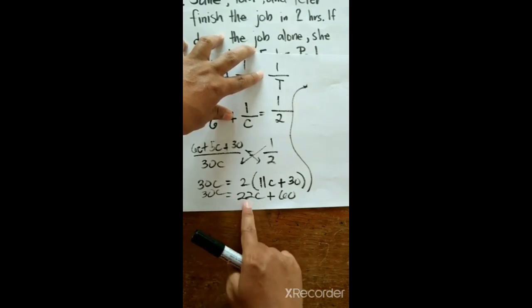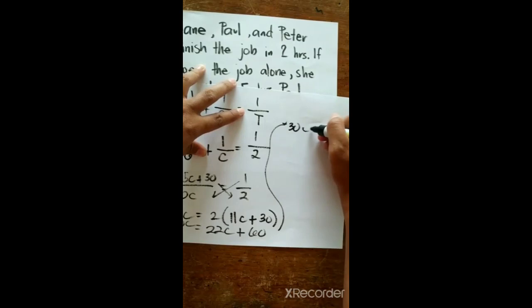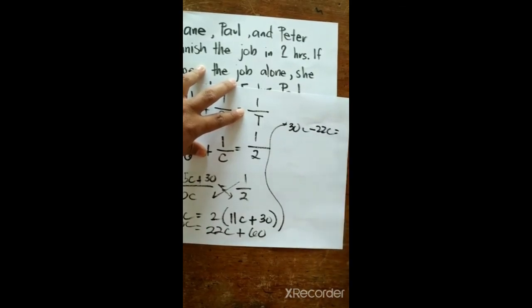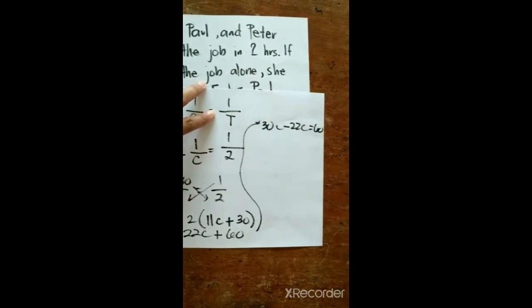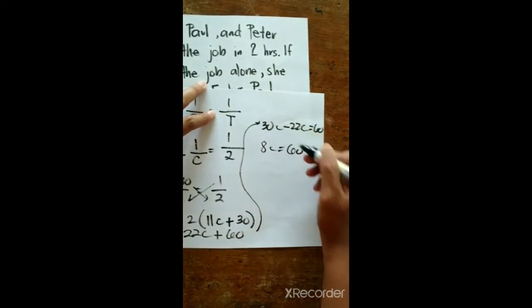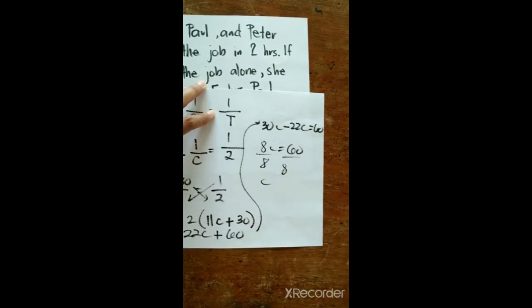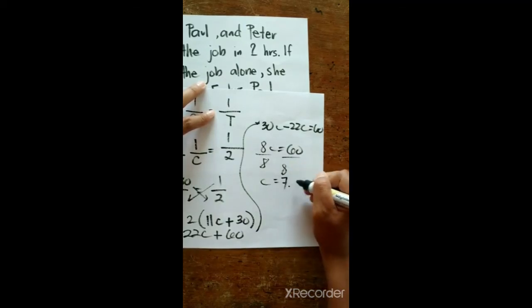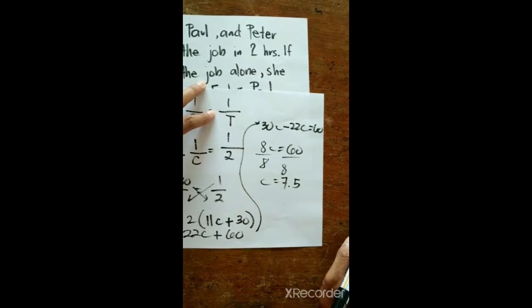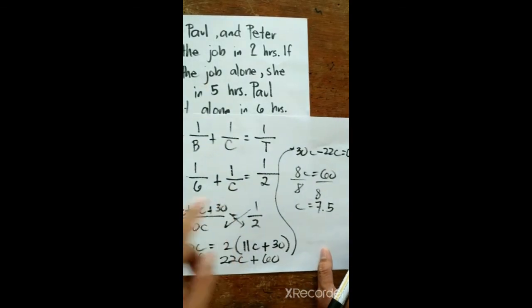We are going to move 22c to the left side. So 30c minus 22c equals 60. 30 minus 22 will give us 8c equals 60. Dividing both sides by 8, c is 7.5. So 7.5 hours is the time taken by Peter alone.